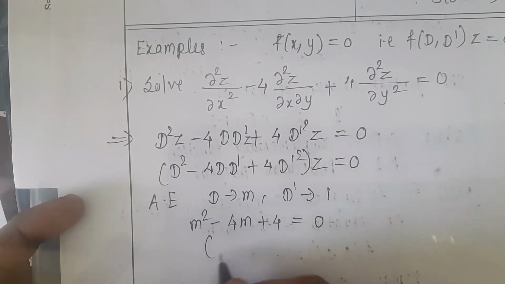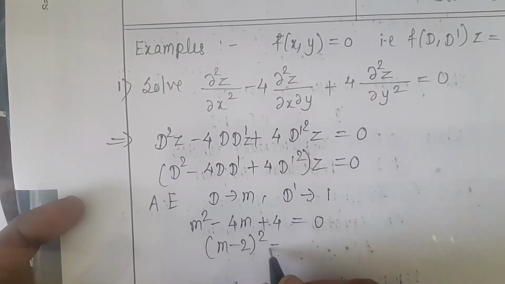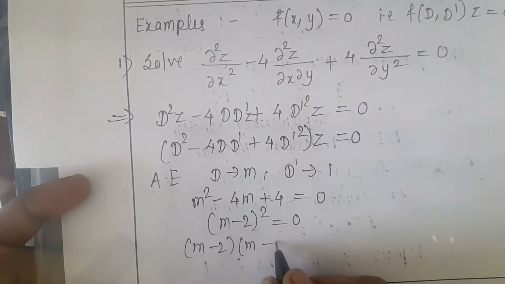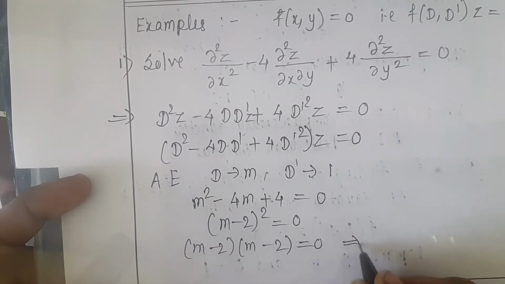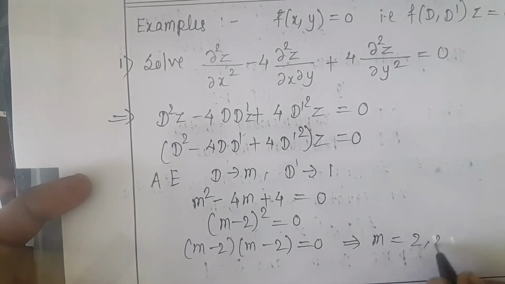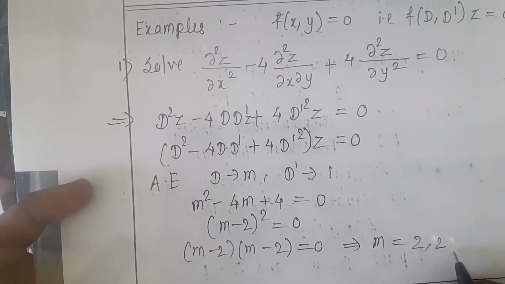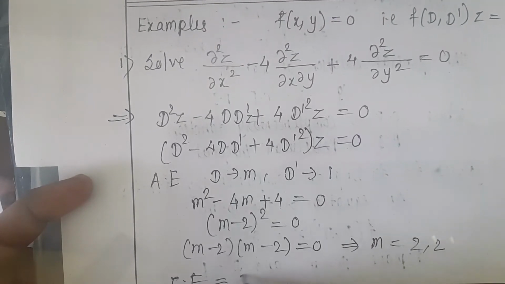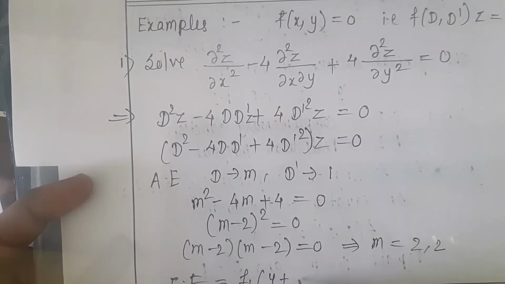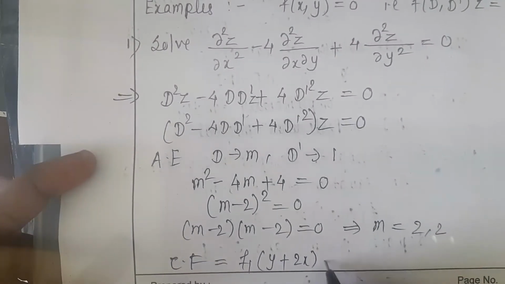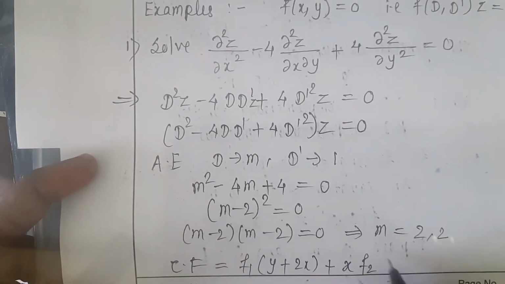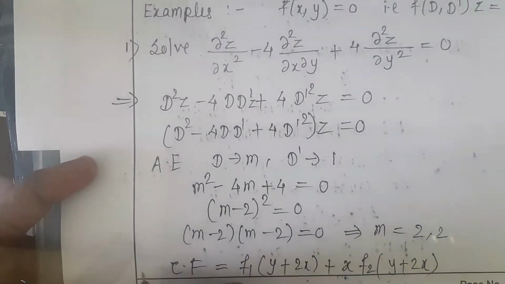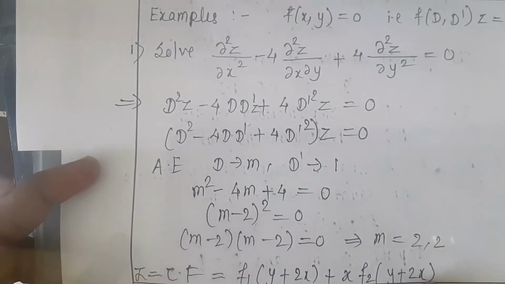m square minus 4m plus 4 means m minus 2 whole square is equal to 0. So m minus 2 is repeated 2 times. m minus 2 into m minus 2 is equal to 0, which means the m value is equal to 2. So the roots are real and equal. How to write CF? CF is equal to f1 of y plus mx, so y plus 2x, plus x multiplied by f2 of y plus 2x. So we simply have to multiply the second term by x, and this is the solution. So z is equal to CF.